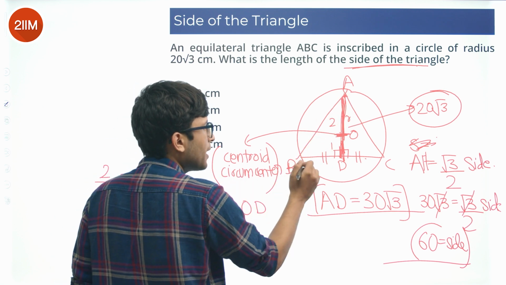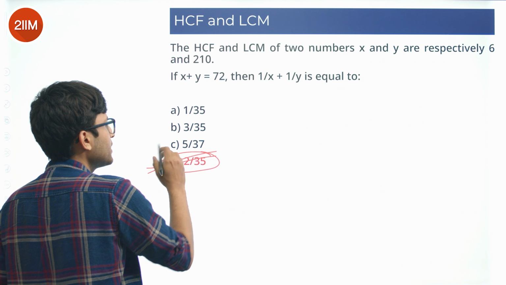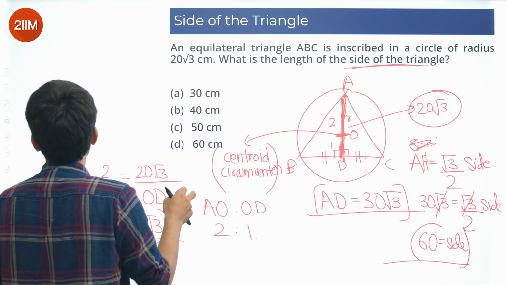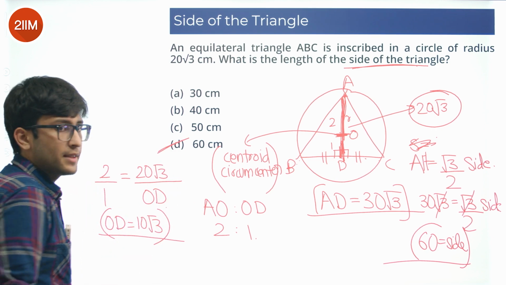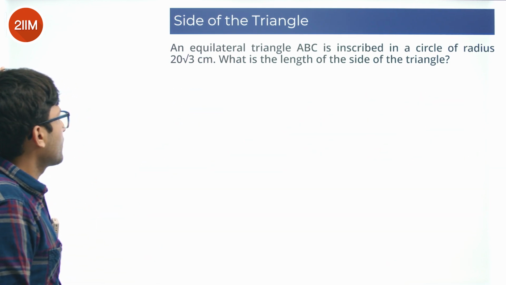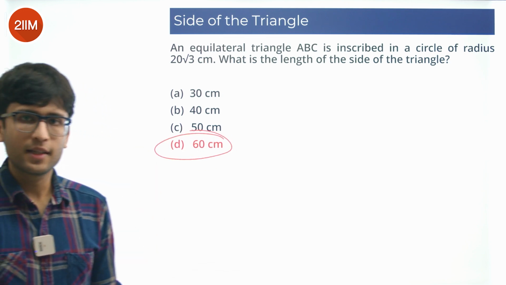60 is the length of AB, which is equal to BC and which is equal to AC. Okay, all the three sides are equal to 60. So 60 would be my answer. Let's check. Perfect, we got our answer right. 60 would be my answer in this case.